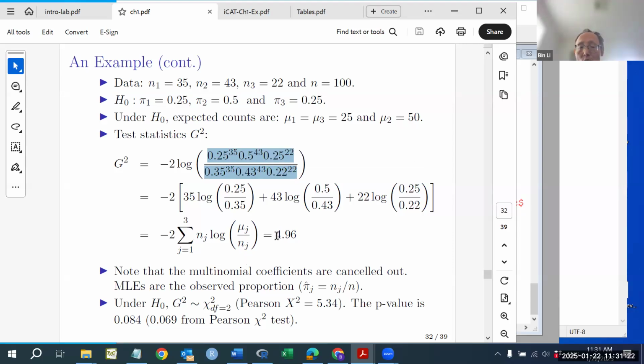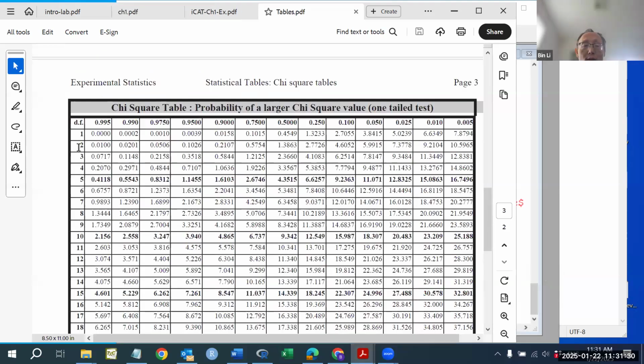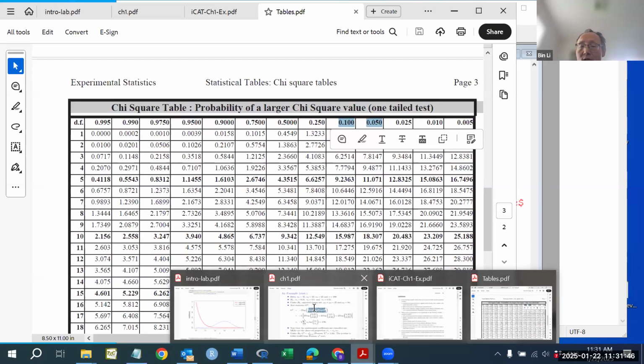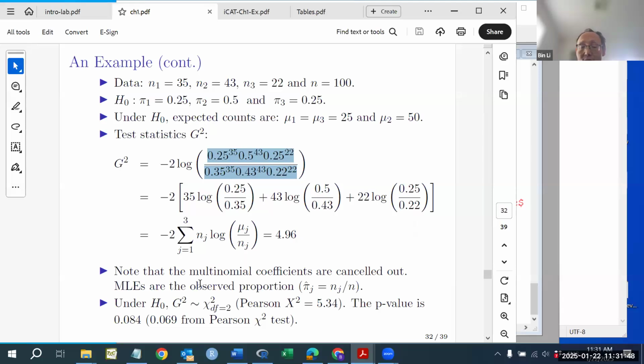Okay, so we got 4.96. Okay, 4.96, then we go to the chi-square. Degree of freedom is 2. 4.96 is between these, so the p-value is between 0.05 and 0.1. Okay, so that's based on the table, but software gives you the exact value. Okay, so it's 0.084. Okay, any questions?